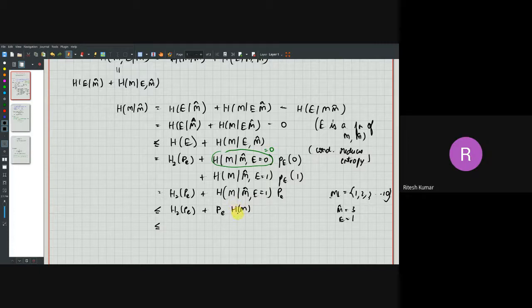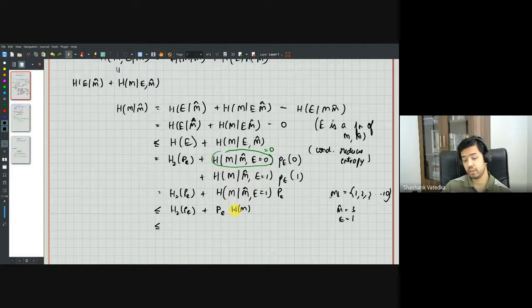Because M and M hat, M is independent then of M hat because P of... No, M is not necessarily independent, right? It is dependent on M hat because you know that it is not equal to M hat. But this just comes from the fact that conditioning can only reduce entropy. I just want an upper bound. I don't need to know what exactly it is equal to. I know that this is less than or equal to H of M, and that is good enough.